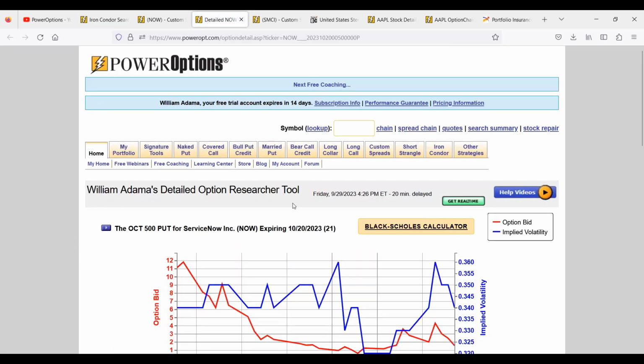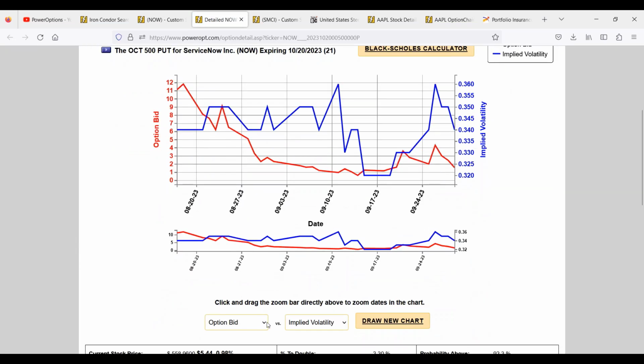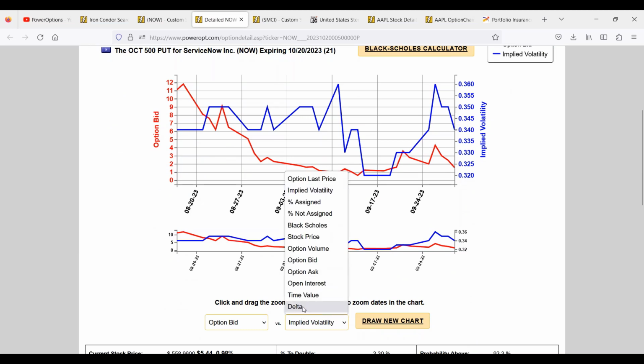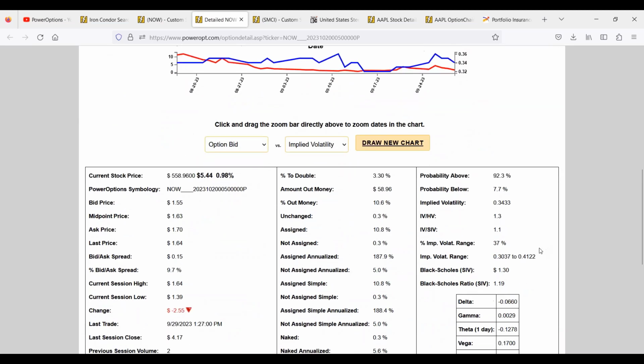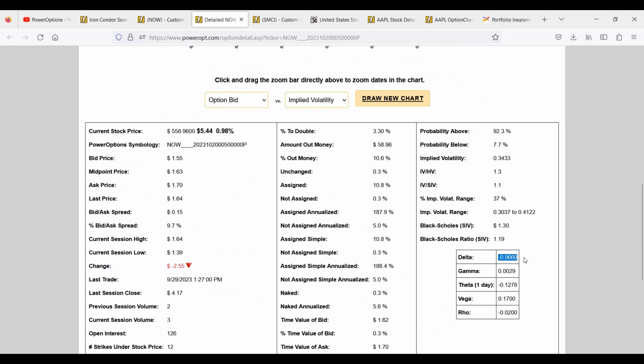The option research tool shows me some of the historical values of the position. I can compare implied volatility versus option bid since the option has been released in the market, delta, and so forth. But the delta here is 0.06. Yes, it's less than 10 in this case, but it's not 10 exactly. It doesn't equate to that directly. It's going to depend on a difference in implied volatility of the option. This one's at 0.343.